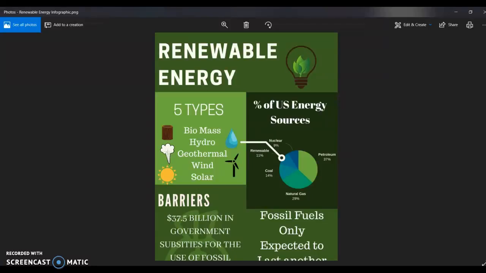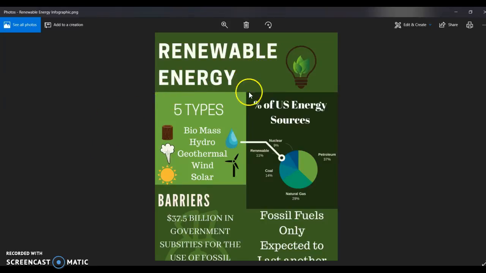Today I want to get your thoughts on my justification for the design elements of my infographic. I will be going over my design choices and telling you why I made the choices I made. First, I want to discuss the monochromatic color scheme.